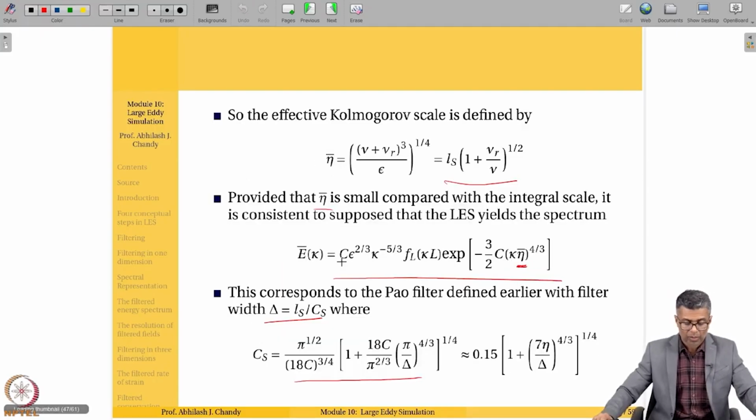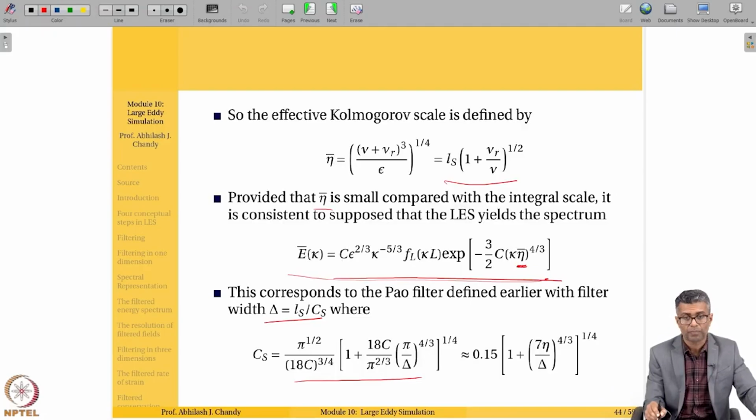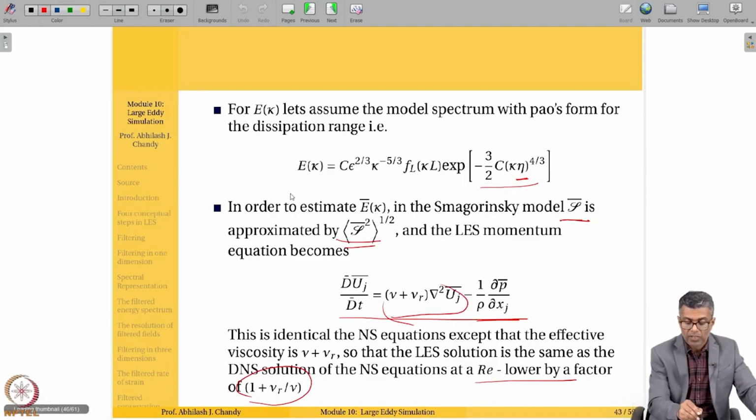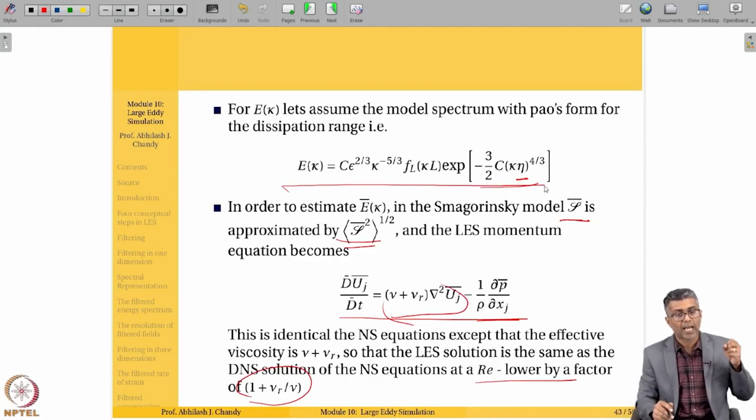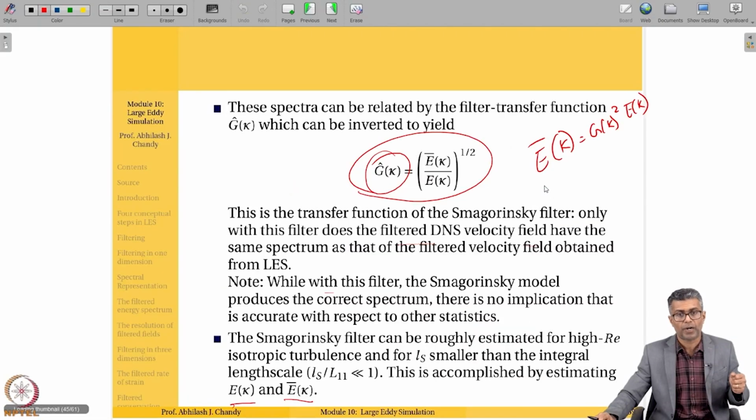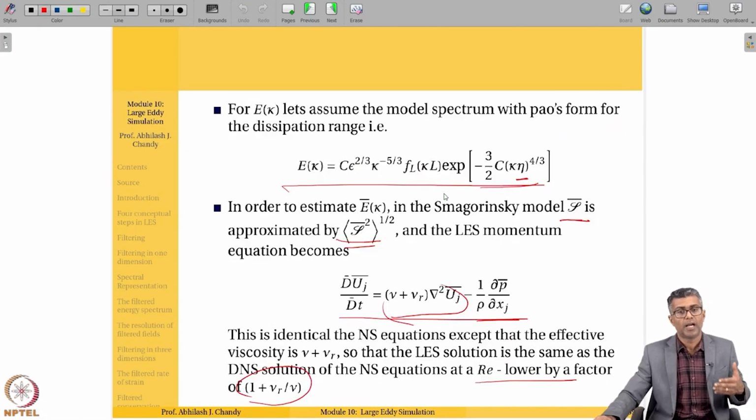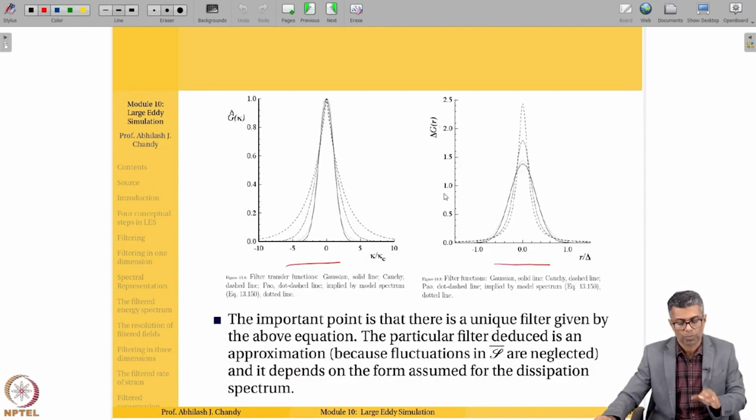So E bar is this function here and E is this function here. You calculate G of kappa by just taking E bar of kappa divided by E of kappa, to the square root, and you get a transfer function, which is what is plotted here.